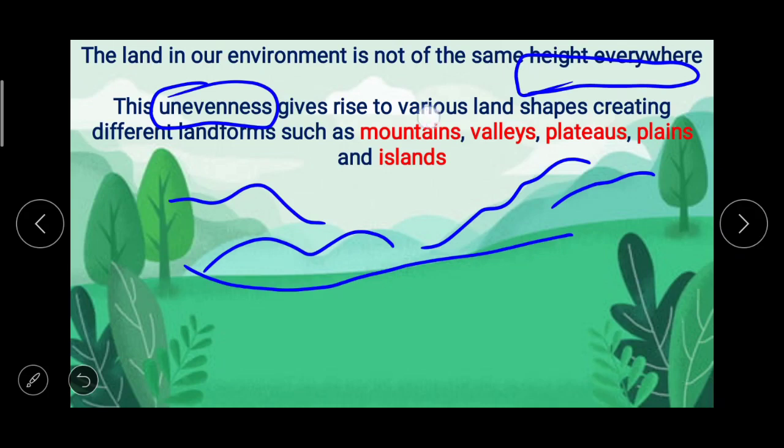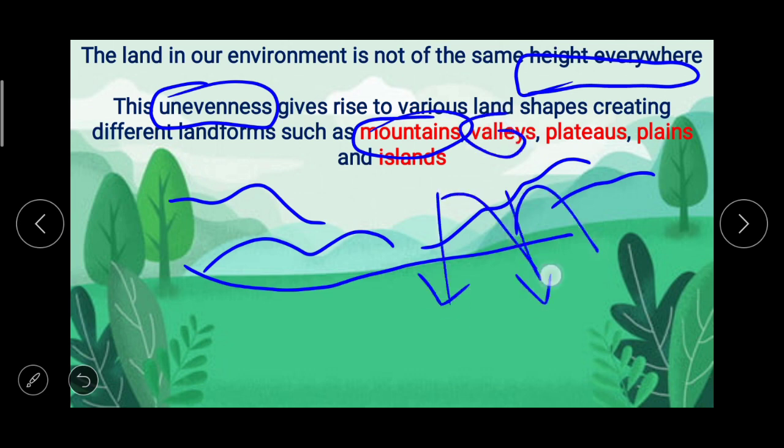For example, mountains, उनकी height ज़्यादा होती है. Valleys, जो माउंटेन्स के बीच में उनकी हाइट और कम होती है या फिर नीचे डेप्थ ज़्यादा होती है, हम कह सकते हैं. Then the plateaus, plains and islands, these are the different land forms known by heights.